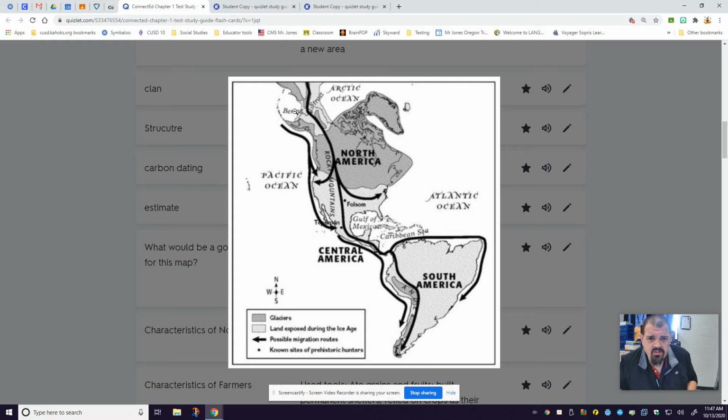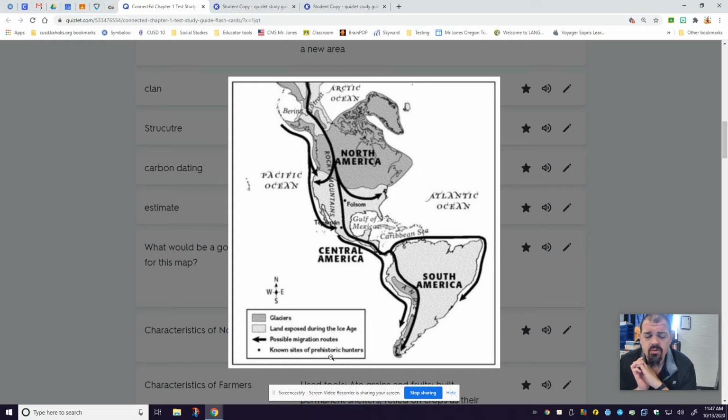You see you have the Bering Strait here, and you have these dark arrows moving south through North America into South America. It says that's possible migration routes. And then the dots here are known sites of prehistoric hunters. So who is it? Prehistoric hunters. That means these are people that lived a long time ago in the BC era. And we have possible migration routes. What you're asked to do here is to write a title to this map, okay?